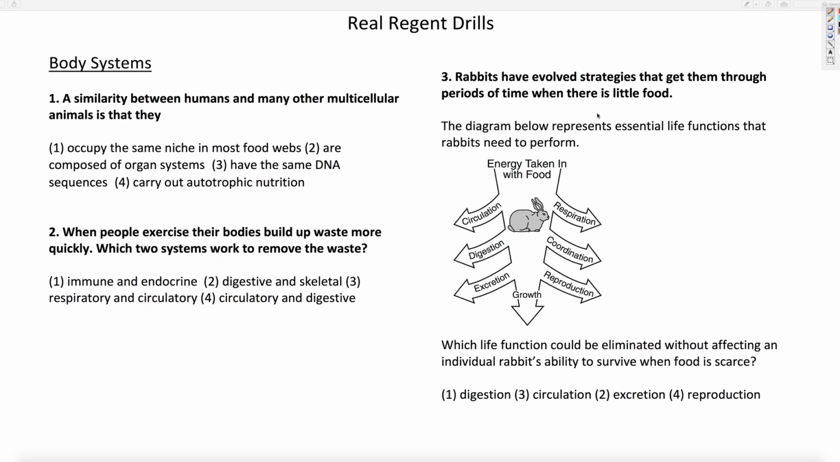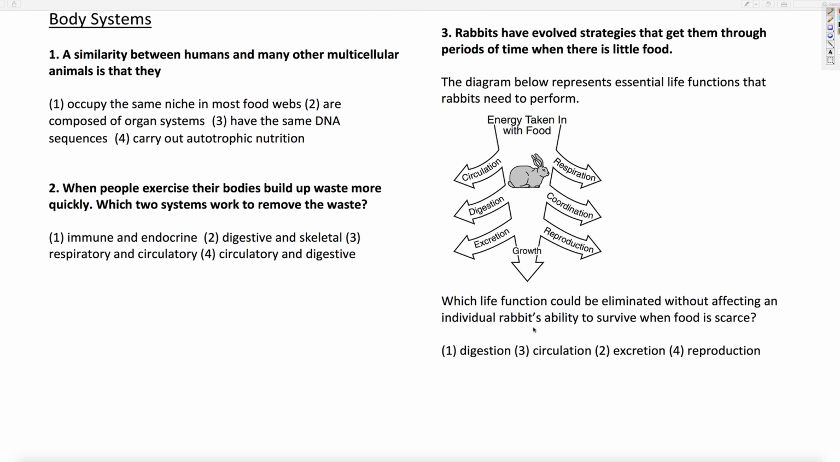Okay, 3. Rabbits have evolved strategies that get them through periods of... What's the answer to this one? Reproduction. Okay, so these are easy.